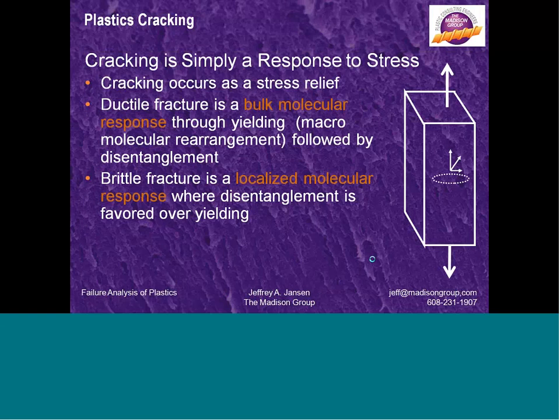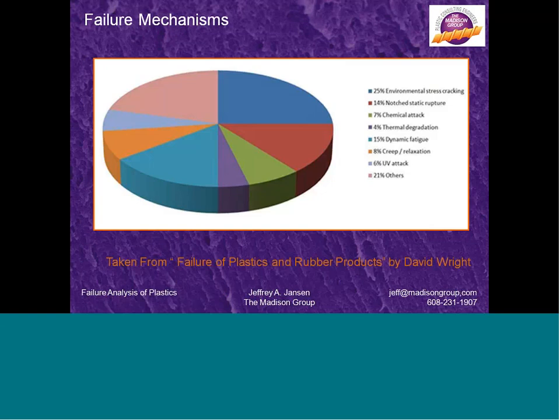There is no yielding to the part. There's no permanent stretching. There's no significant stress whitening, and we simply go to disentanglement. So there are slightly different steps in the failure, but nonetheless, the failure is through disentanglement, polymer chains sliding past one another.